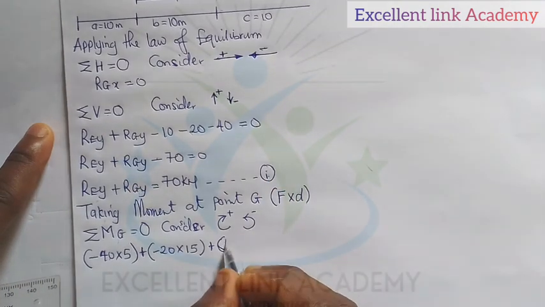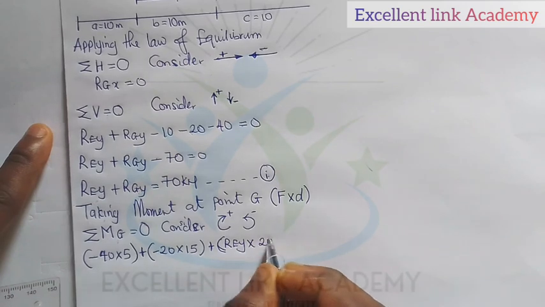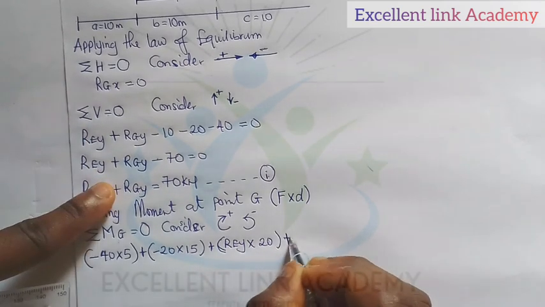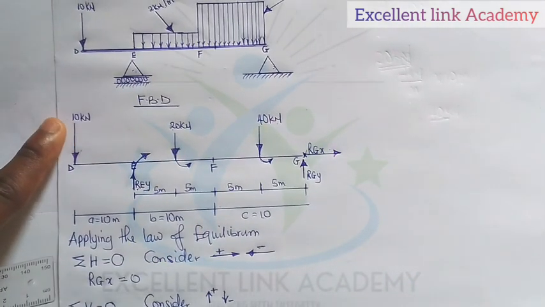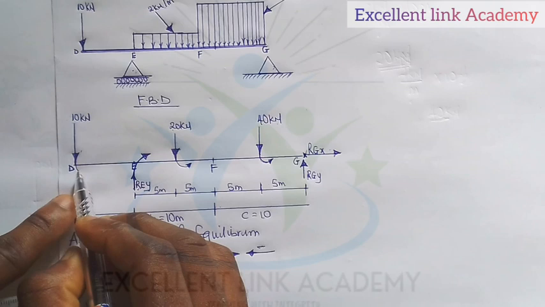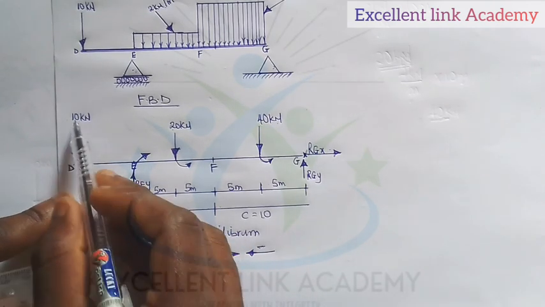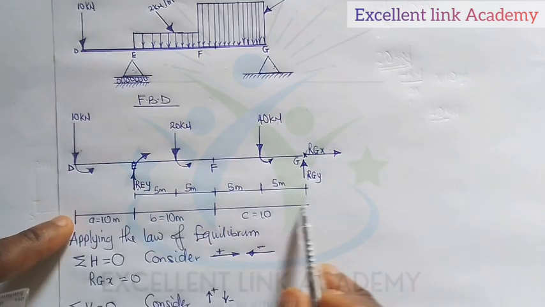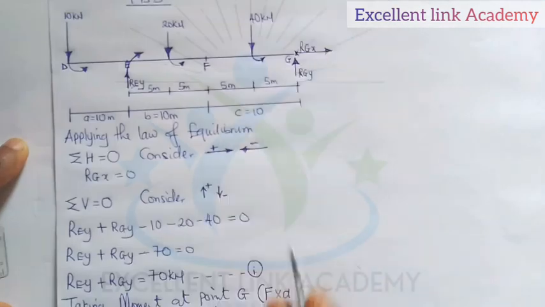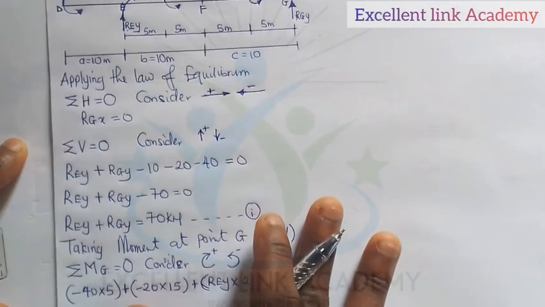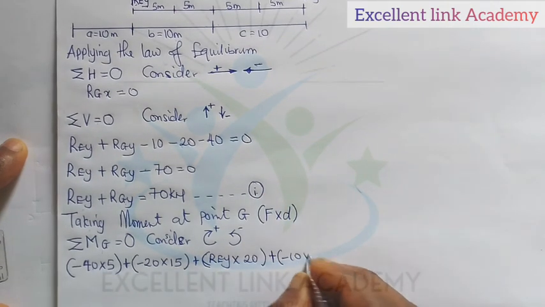That becomes REY multiplying 20. I have that. Plus into, observe, into, my next task here is to take this one, D. It will move in anti-clockwise manner, which is always what? Negative. So that becomes 10 multiplying what? From year to year is going to be what? 30. That becomes minus 10 multiplying 30.